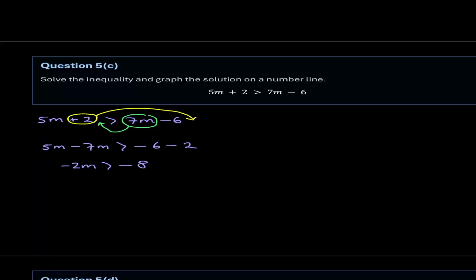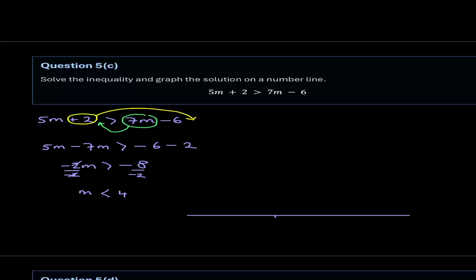And then all we need to do is divide both sides by -2. That cancels that. Whenever you divide or multiply by a negative, the inequality flips, and -8 divided by -2 is +4. So m is less than 4.